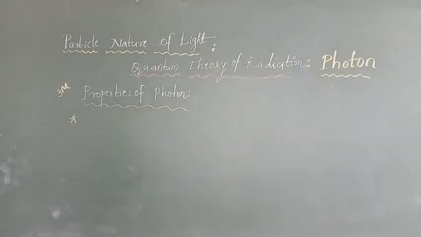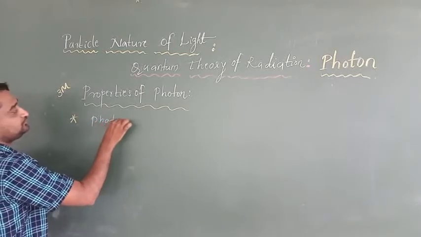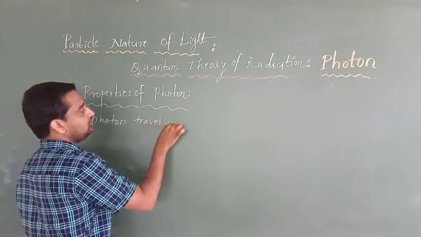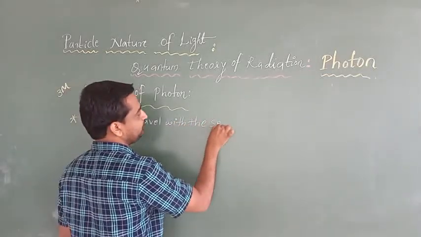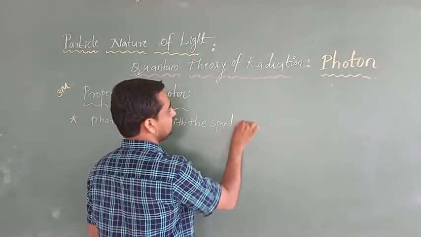The first important property of the photon is that photons travel with the speed of light. You all know the value of the speed of light.